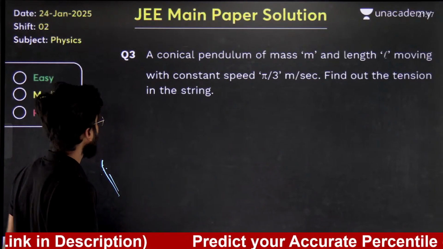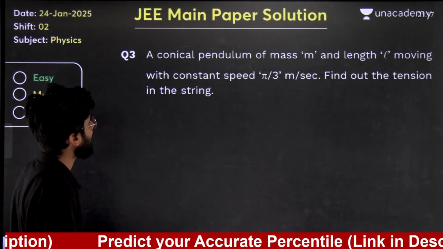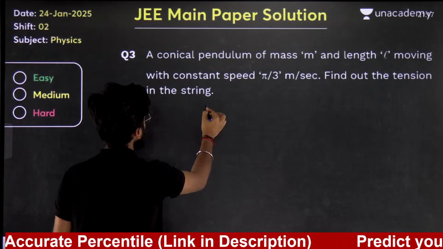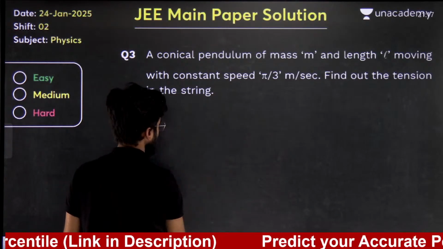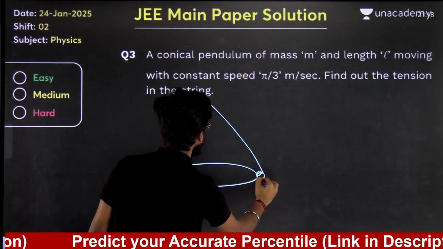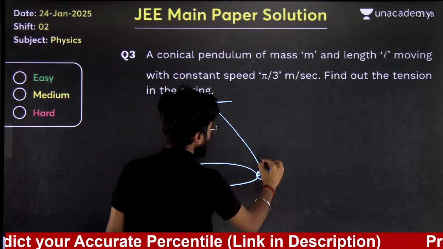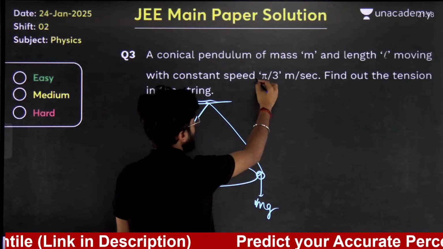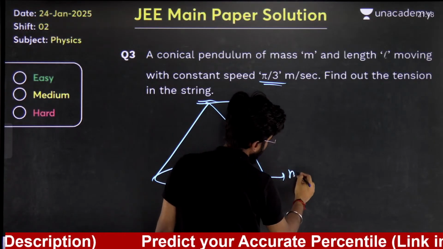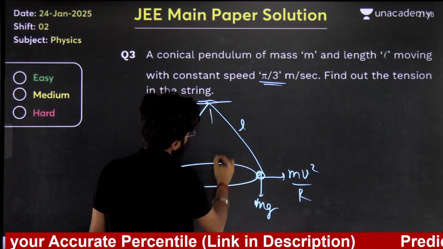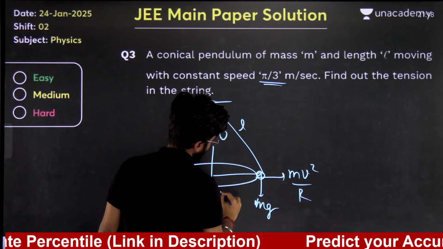The question is saying, a conical pendulum of mass m and length l is moving with a constant speed pi by 3. It is like this, this is a conical pendulum, and this is our bob. This is mg. The velocity is pi by 3, so it is mv square by r. Suppose this is L, and this is theta. So r is L sine theta.